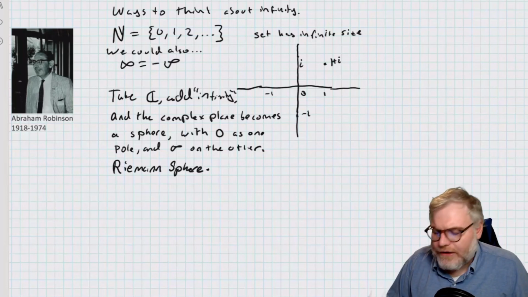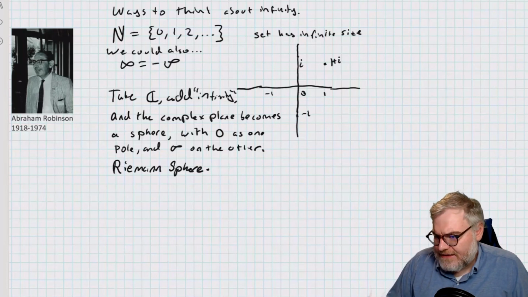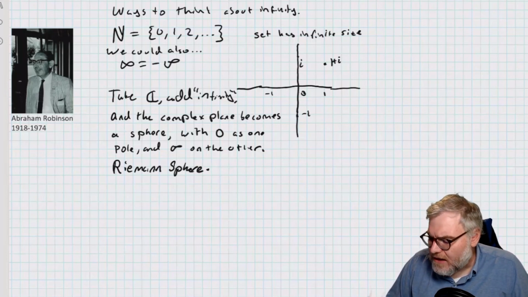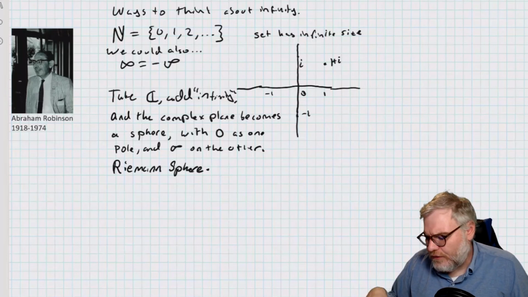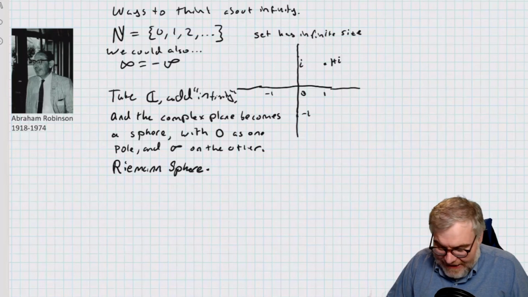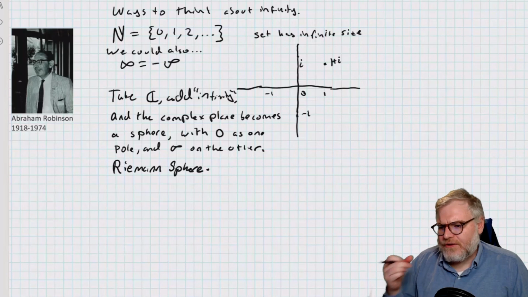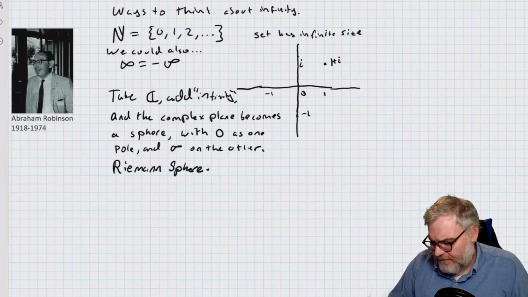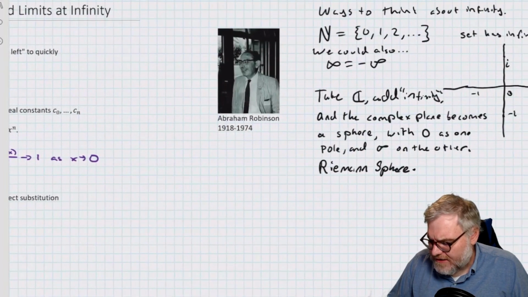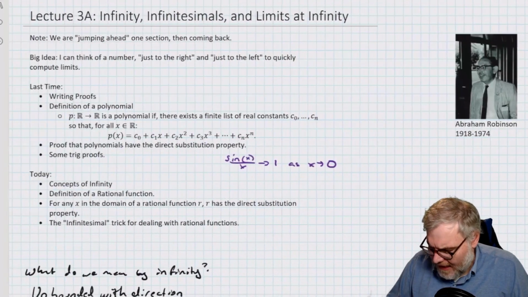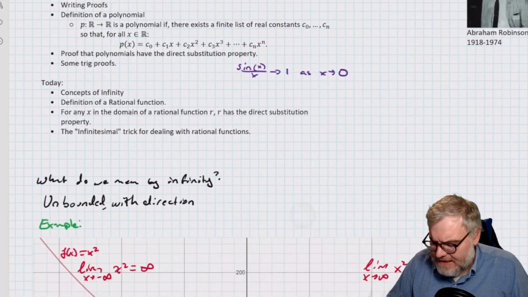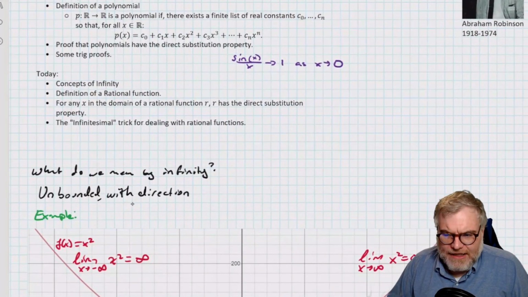Now, you lose order, right? Because now your real line is a circle, and that's unpleasant, but you gain something else. So you've lost order the minute you've gone to complex numbers anyway. So in one sense, where you lose an order, you gain other properties that are kind of nice. That's not what we want. So these are other ways to think about infinity than the way we do in our class. What we want to think about is unbounded with direction.